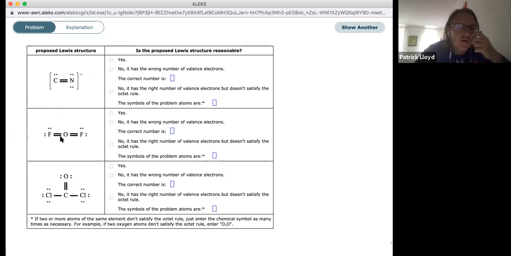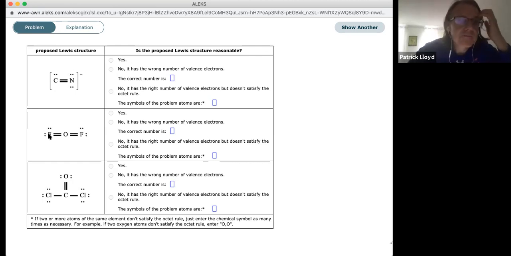Let's do the second one. This one has oxygen, fluorine, and fluorine. Fluorine is in group 7A, 7 valence electrons. There are 2 fluorines, so that's 14. Oxygen is group 6A, so that's 6. So 14 plus 6 is 20. So we have to have 20 valence electrons.